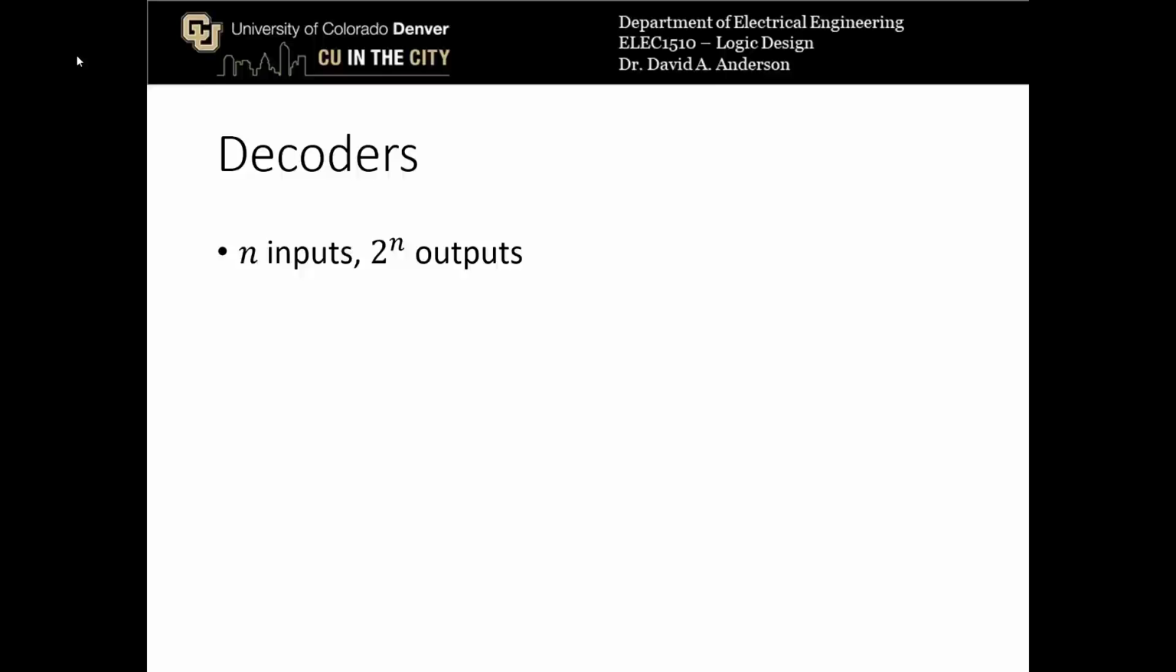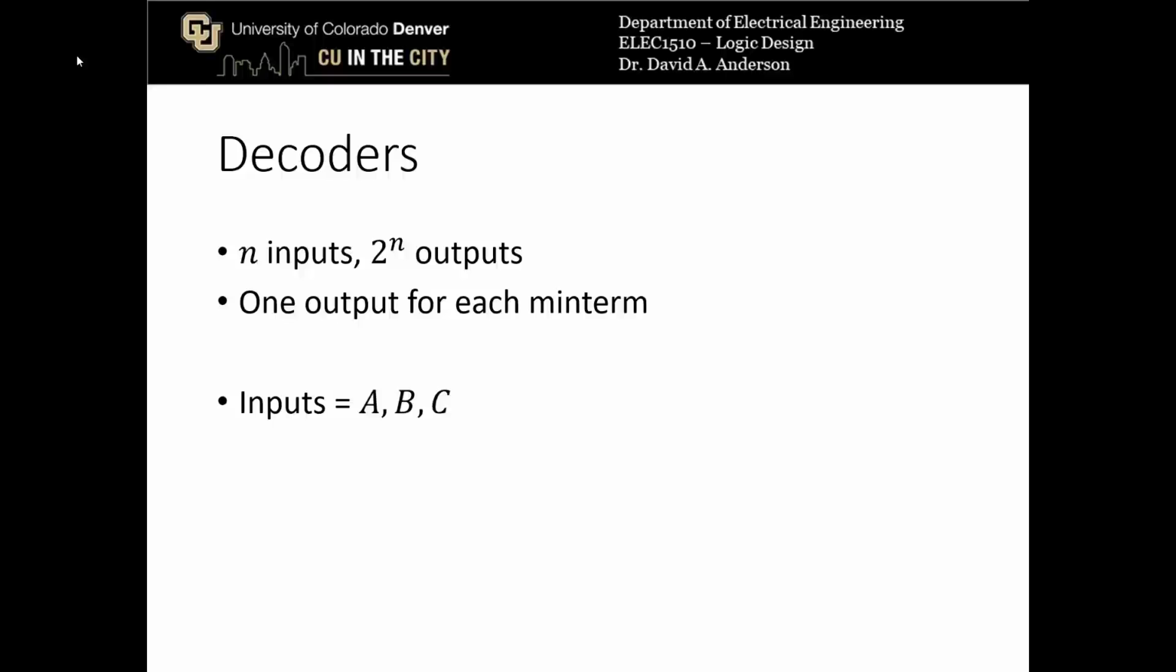Decoders are combinational circuit subblocks that we can use to design lots and lots of different kinds of circuits. Decoders in general have n inputs and 2 to the n outputs. So you can have a 2x4 decoder, that means 2 inputs and 4 outputs. You can have a 3x8 decoder, you can have a 4x16 decoder, and so forth. Decoders have one output for each minterm that can be made up of the input variables.